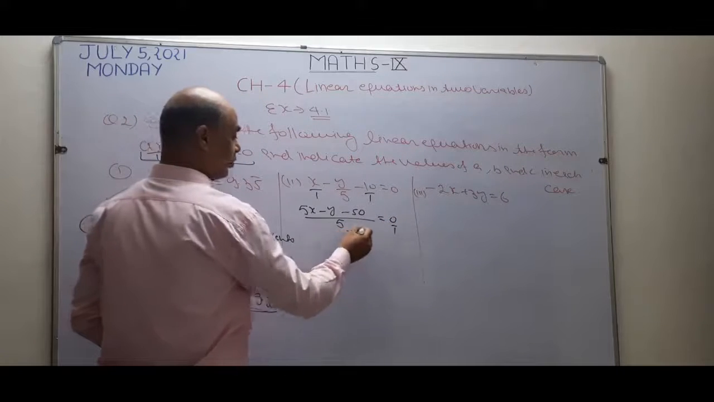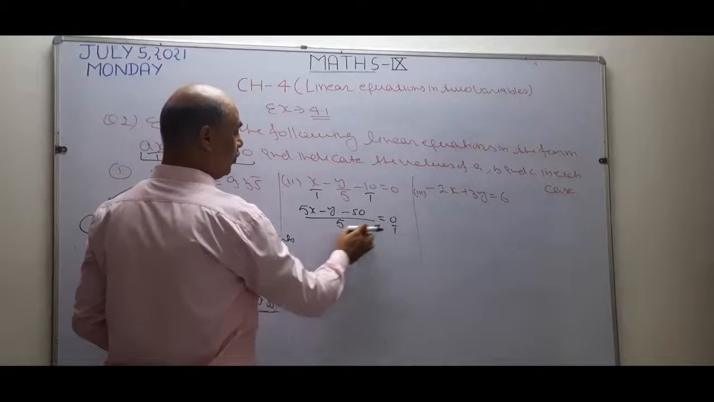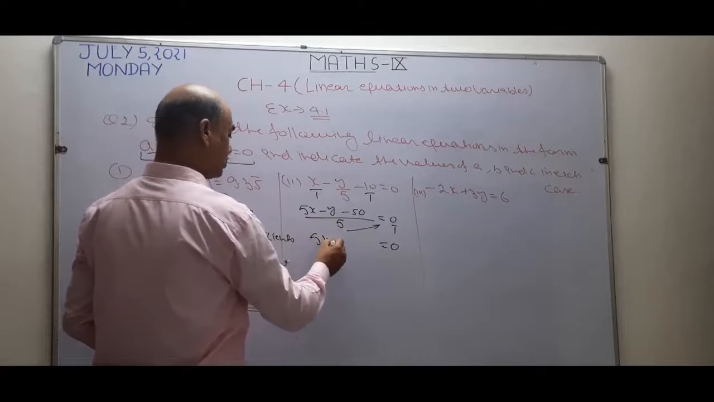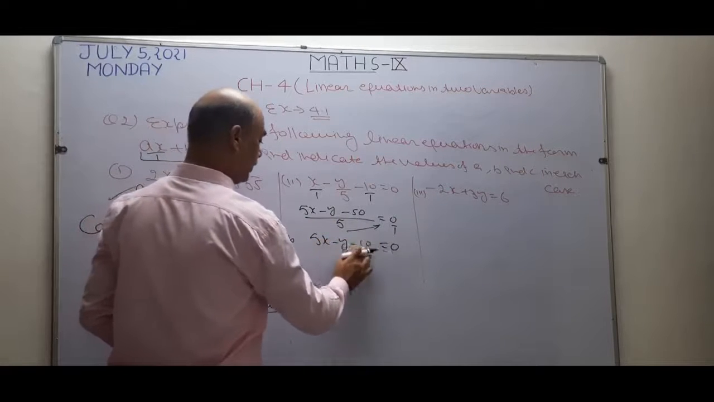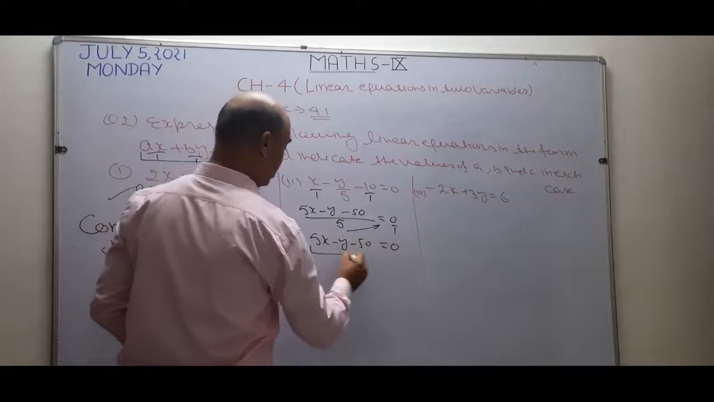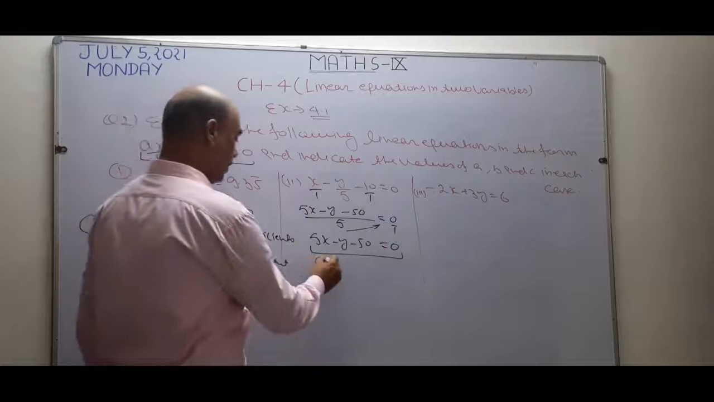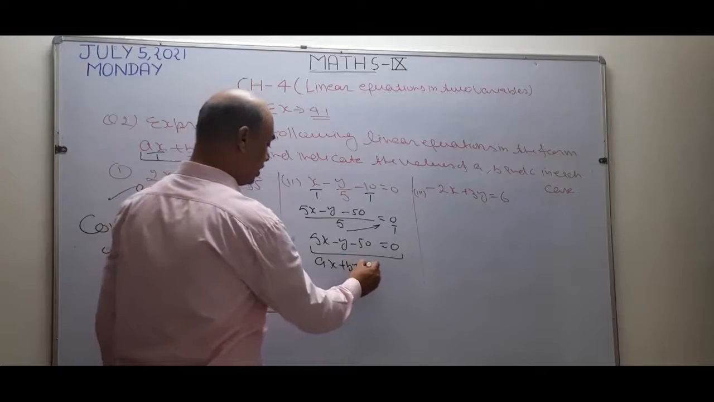After that I want to take cross multiply. When I multiply 0 into 5, this becomes 0. So this becomes 5x minus y minus 50. Now this equation is reduced to the standard form. Now I am going to compare it with its standard form.